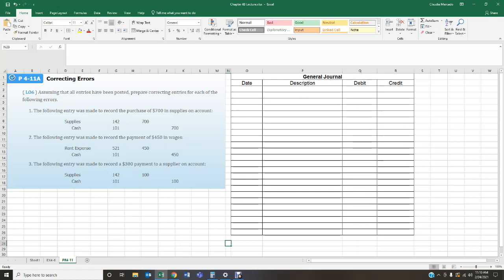So let's look at the first transaction we have. Now in this particular case, they're not giving us any dates. So for the date, I'm just going to put transaction 1, 2, and 3, okay? So there is no dates provided. So I'm just going to do transaction 1.